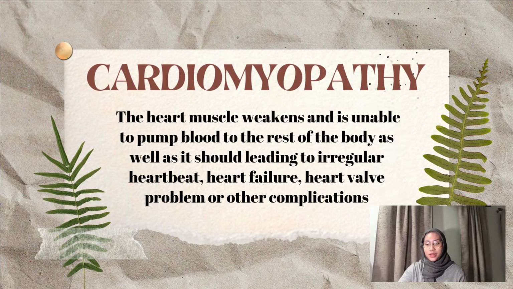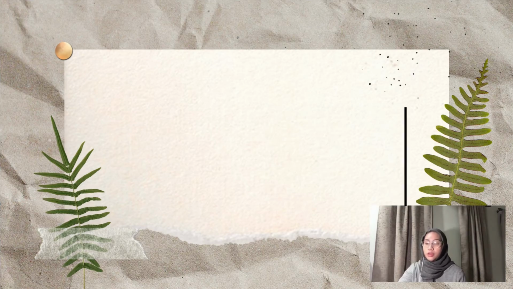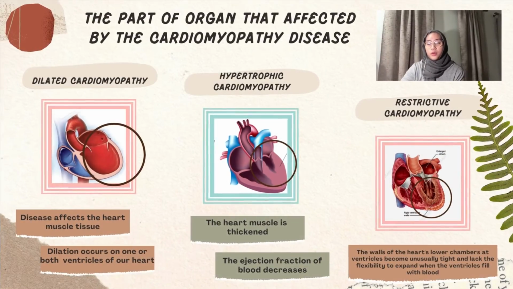Alright, let's move on with our next disease. We have cardiomyopathy. So what is cardiomyopathy? It is when the heart muscle weakens and is unable to pump blood to the rest of the body as well as it should, which is going to lead to irregular heartbeat, heart failure, heart valve problem, or other complications of organs that are affected by the cardiomyopathy disease.